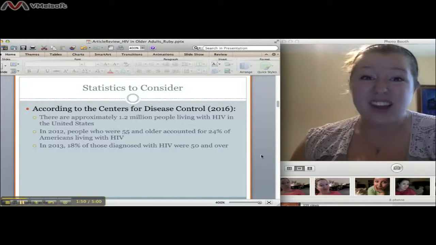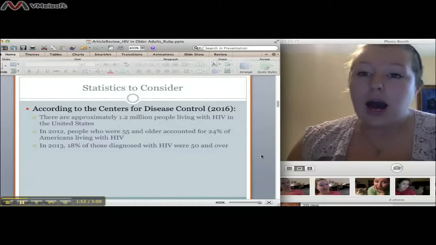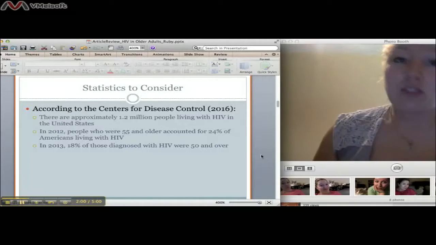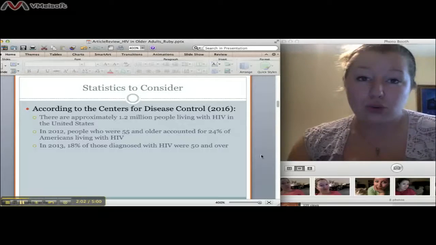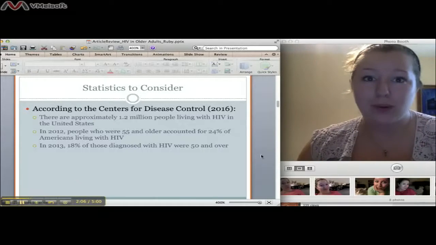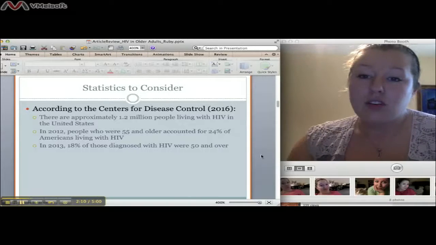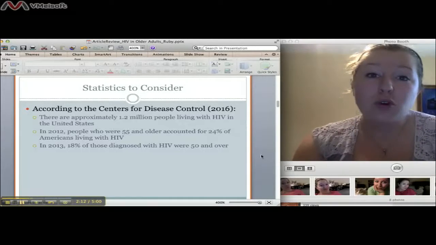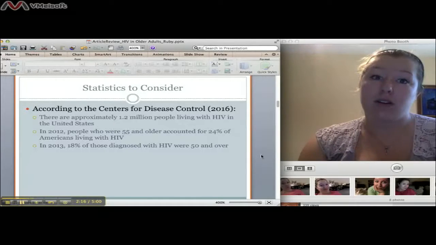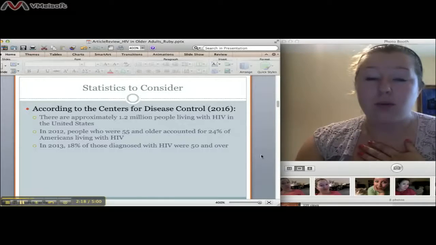So here are just some basic statistics to consider. According to the Centers for Disease Control, there are approximately 1.2 million Americans diagnosed with HIV. That's not just a statistic related to older adults. However, I thought that was an alarming amount of people, and when I saw that, it really shocked me. Additionally, in 2012, people who were 55 and older accounted for almost a quarter of all Americans living with HIV. And that to me was also very alarming.